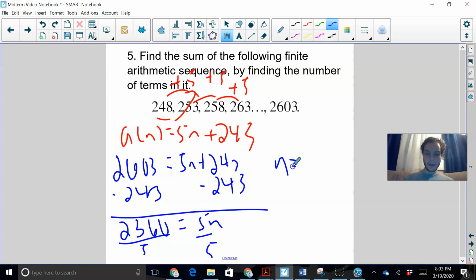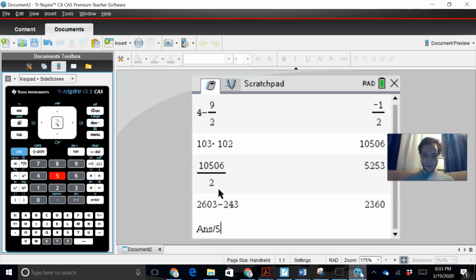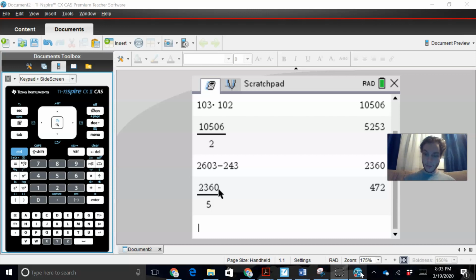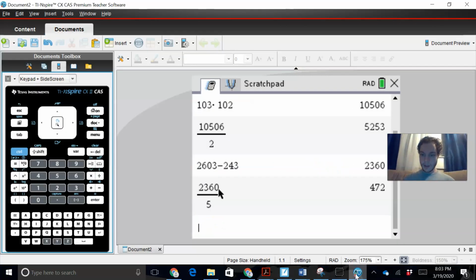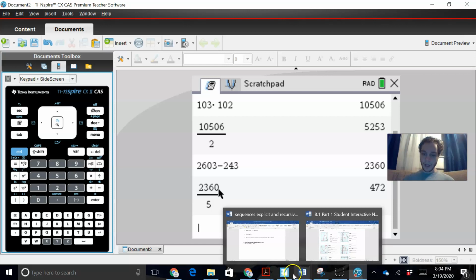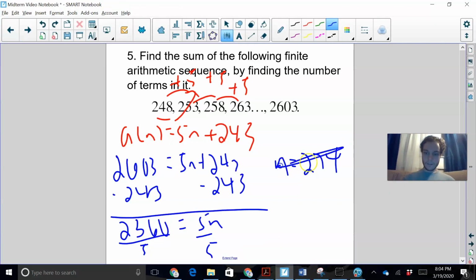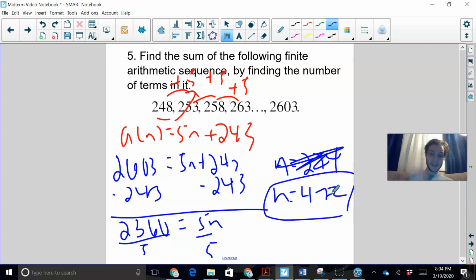We get n equals, so let's divide it. Come on now, here we go again with this thing. Divide by 5, and we get 472. Is it 274 or 472? I can't remember now. N equals 472. So this is how many terms we now have in this sequence.